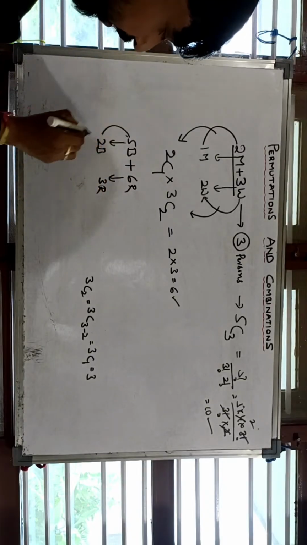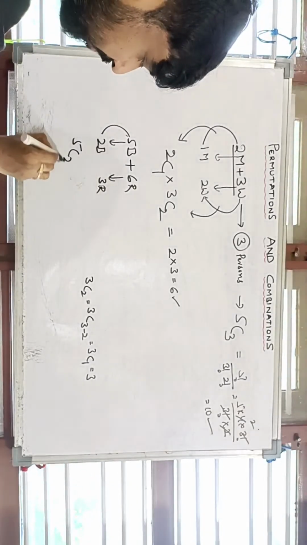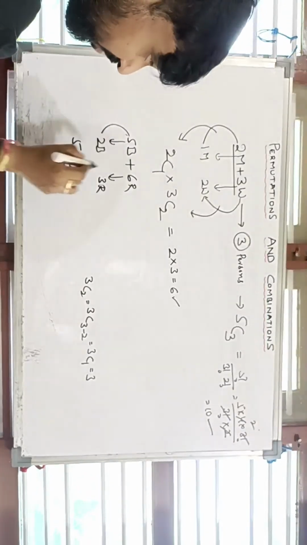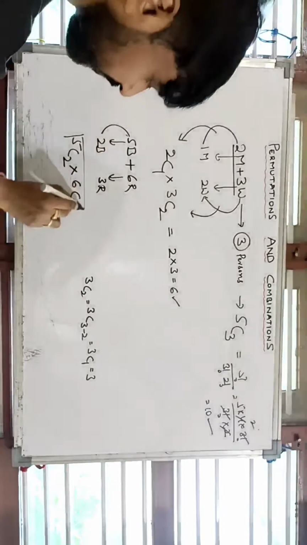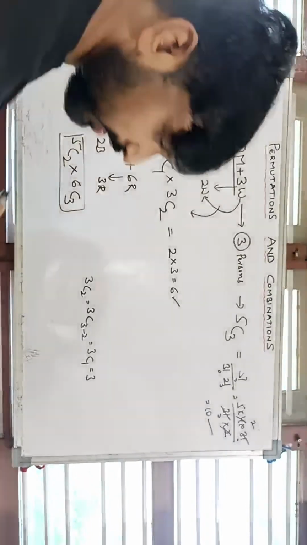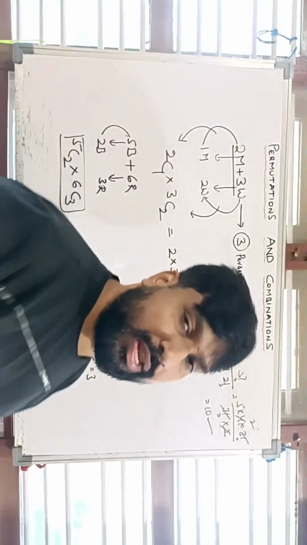So what is the possibility? Out of 5 black, 2 black can be selected in 5C2 ways. Out of 6 red, 3 red can be selected in 6C3 ways. If you simplify by using the NCR formula, you will get the answer very, very easily.